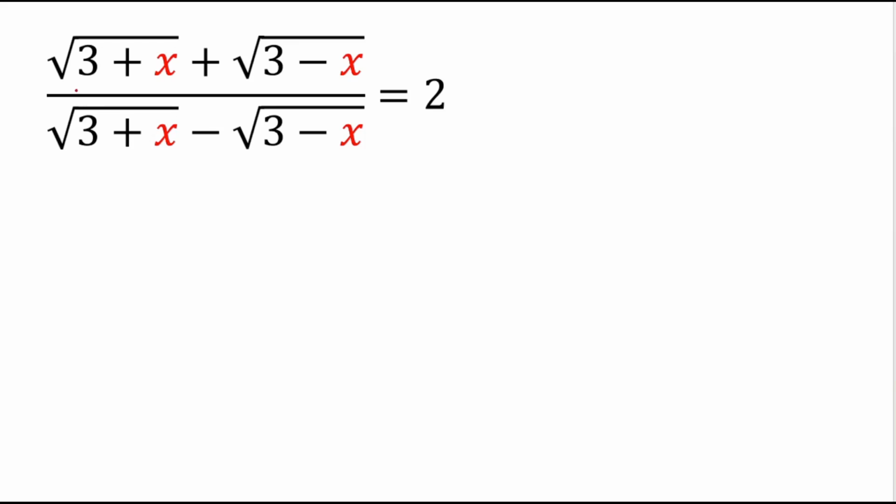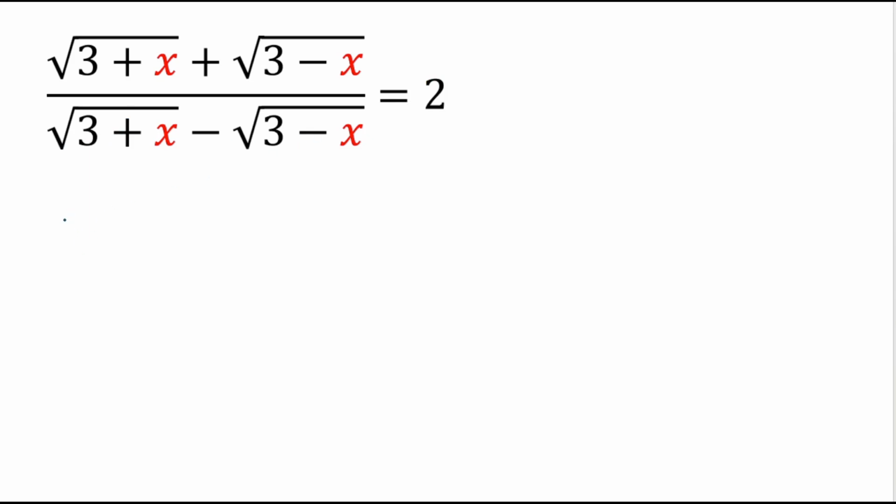Hello students, in this video we are going to solve (√(3+x) + √(3−x)) divided by (√(3+x) − √(3−x)) equals 2. Here we will find the value of x, where x belongs to the real numbers. Now we will apply my favorite method, substitution.